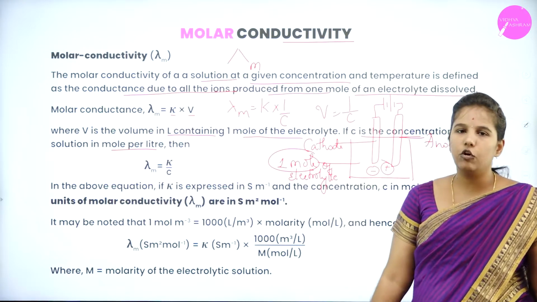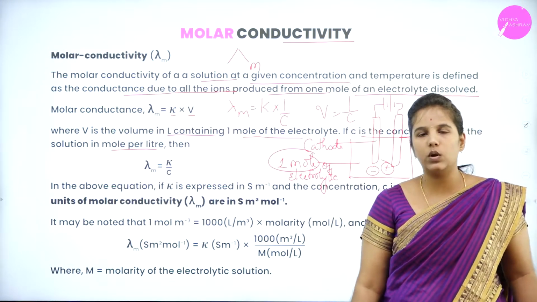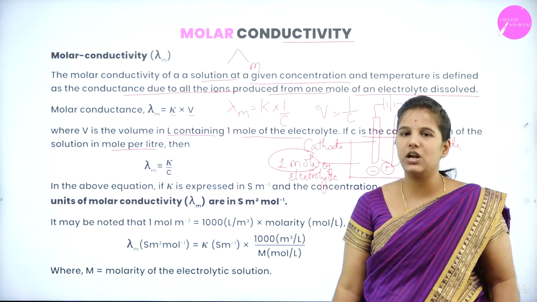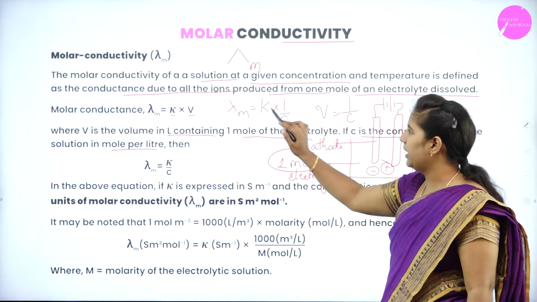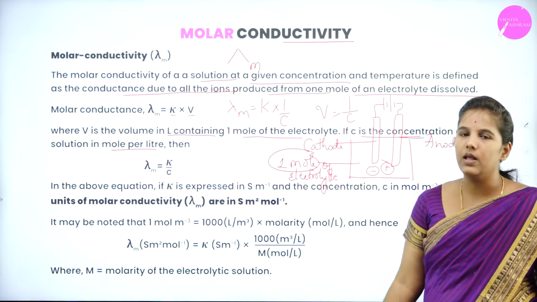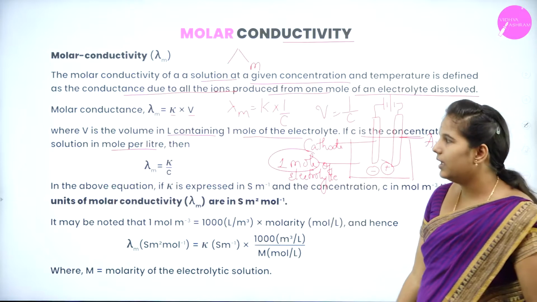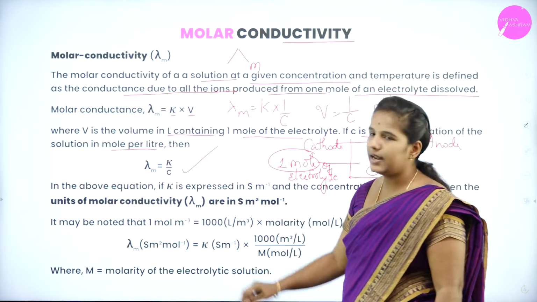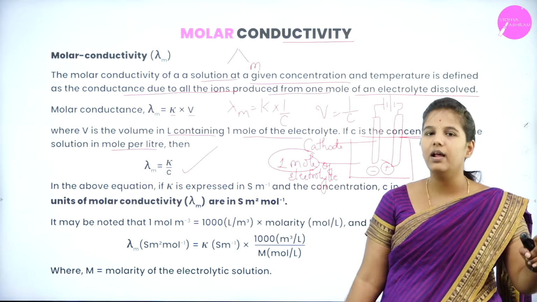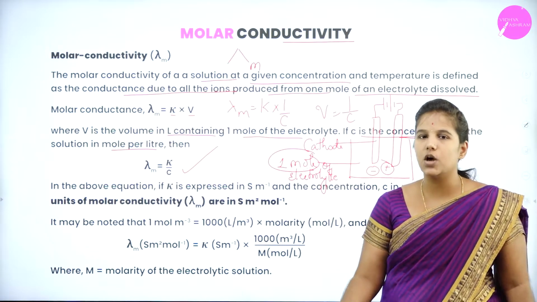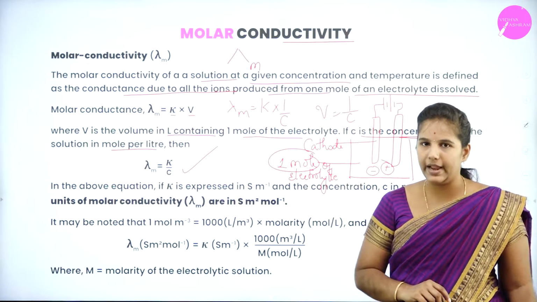That is the volume of a solution, which is inversely proportional to the concentration. So you can place the values of V in the above equation. It will become K into 1 by C, or we can directly write lambda m is equal to K divided by C. Remember, C is the concentration of 1 mole of electrolyte.